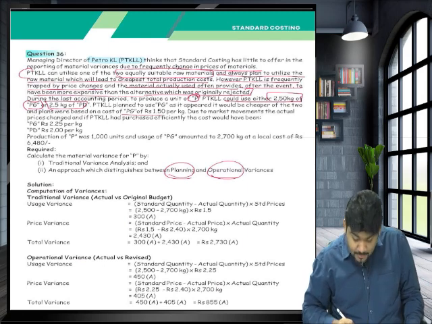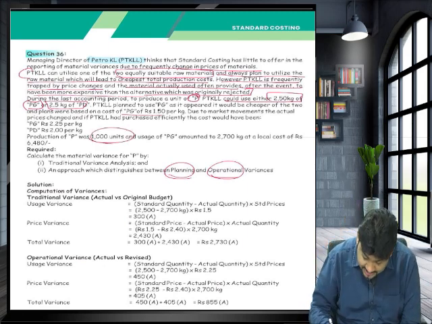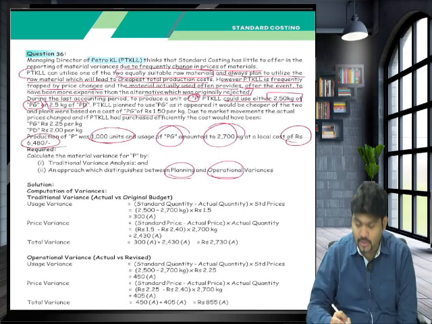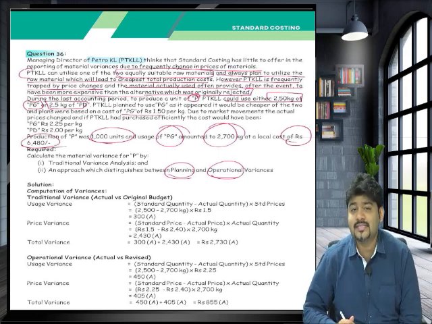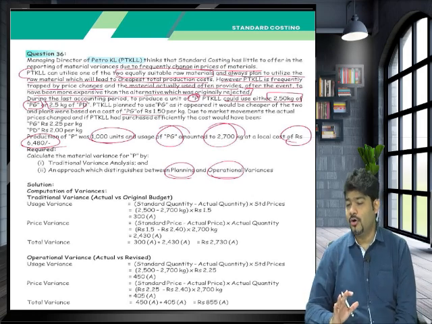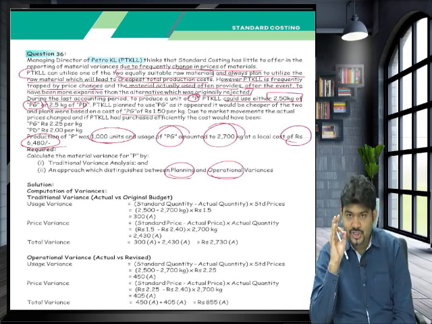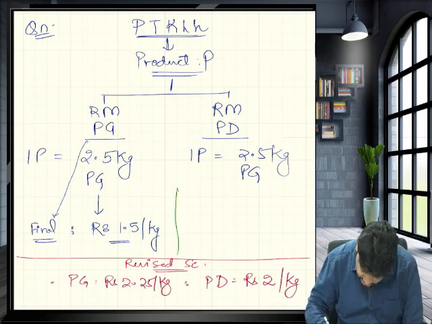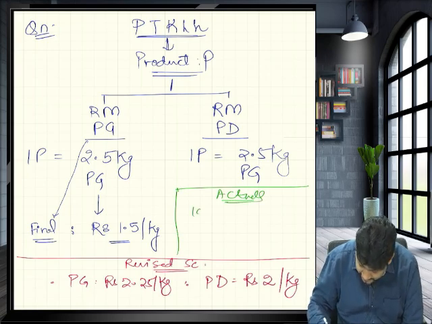Now, production of P was 1000 units. Usage of PG was 2700 kg at a total cost of 6480. What does this last line say? Can I say it is the actuals information? Yes or no? Based on the given information, they have given us the actuals information. How many units of P have we made? 1000 units of P we have made, right?